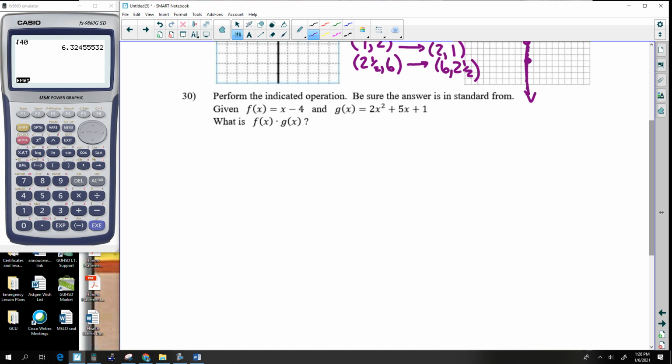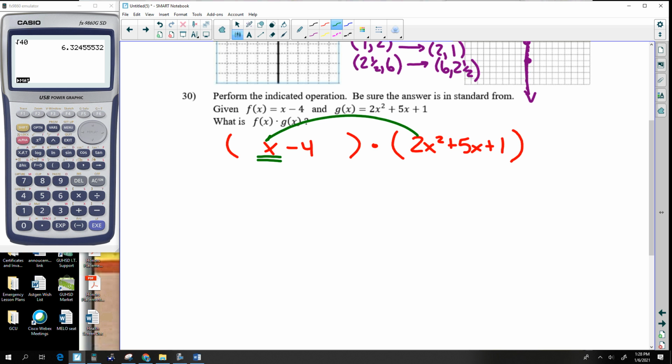This one I don't think we really talked about a whole lot. It's really not that bad though. Oh, excuse me. This is f of x times g of x. So it's multiplication. So f of x is x minus 4. G of x is 2x squared plus 5x plus 1. So we start with this first element and we multiply everything of that next thing. So that's x times 2x squared. That's x times 5x. That's x times 1.